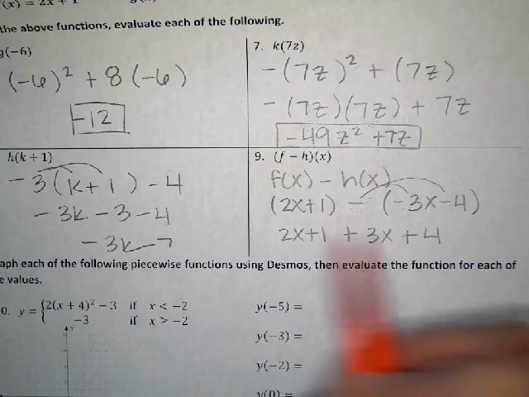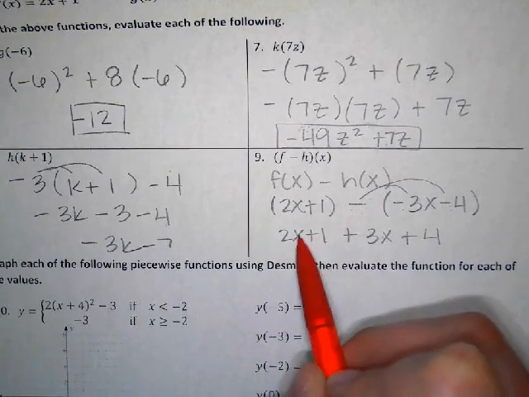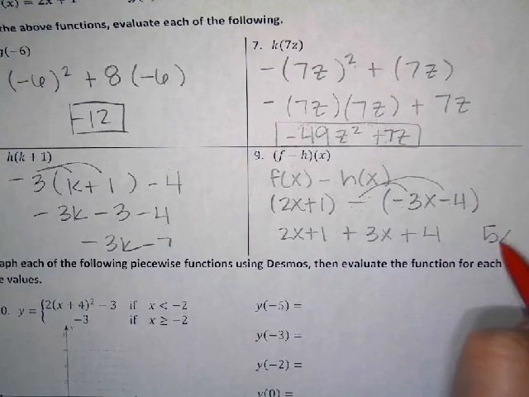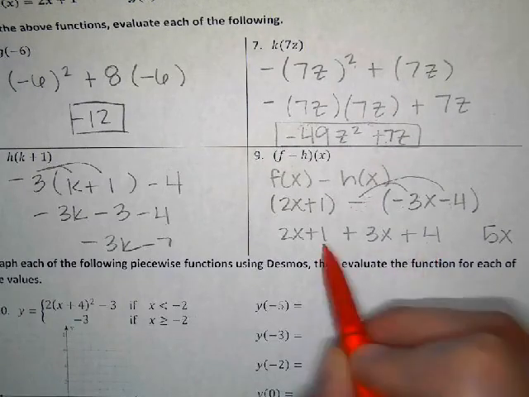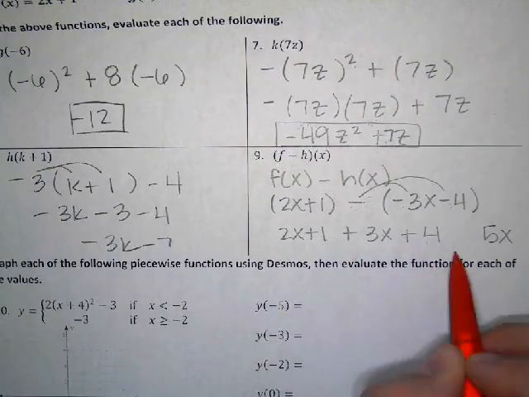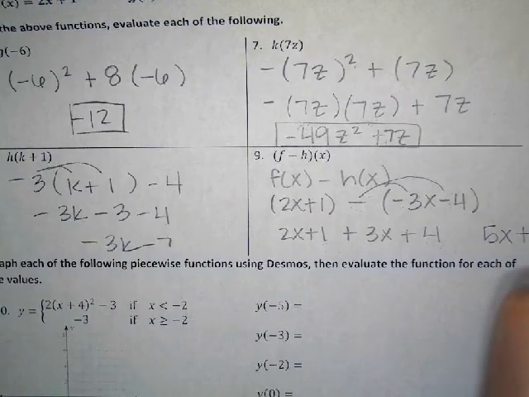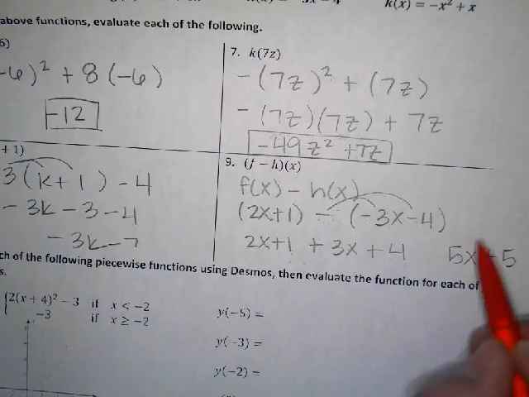5x, and then, so 2x and 3x makes 5x, and then 5. Let's finish the warm-up and then you can go. Okay. So 5x plus 5. Okay.